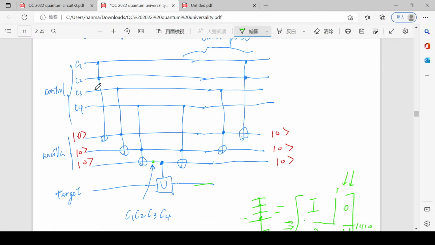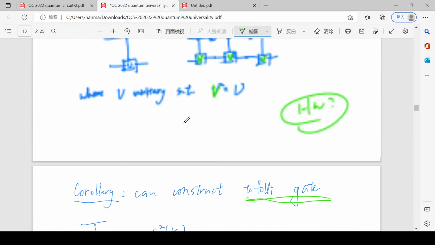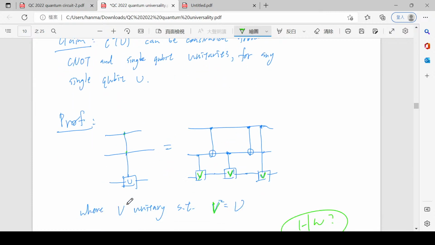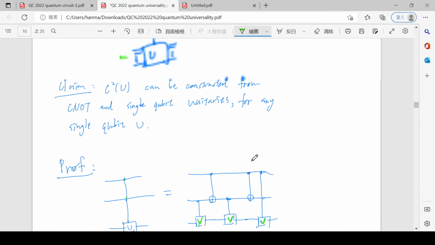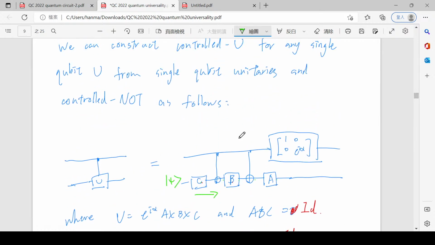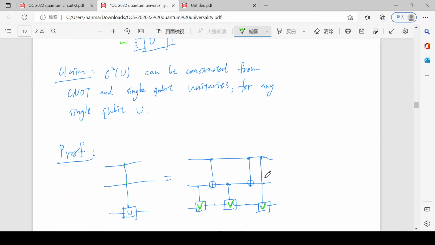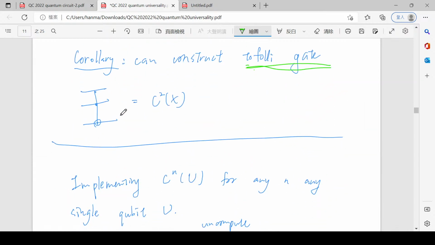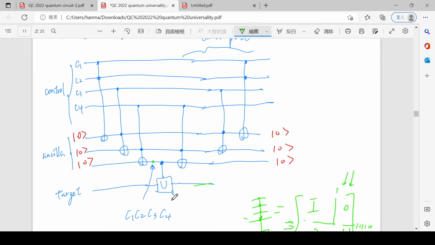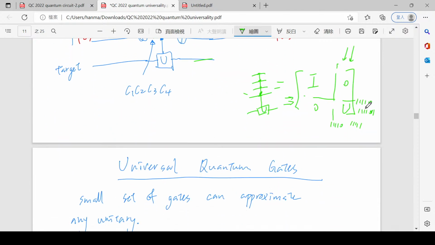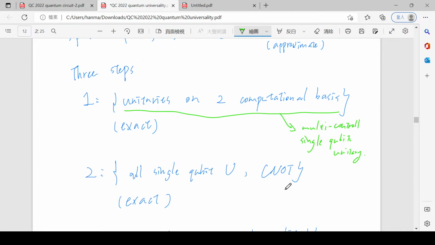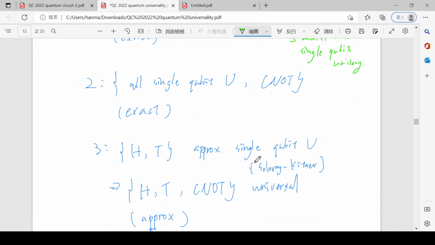Here we already see those Toffoli can be done with C-NOT and single qubit unitary, because Toffoli is one of those, and this is done with C-NOT and controlled unitary, and controlled unitary is also done by C-NOT and single qubit unitary, right? And as we said, this controlled unitary can also be done with C-NOT and one qubit unitary. So everything up here can be done with C-NOT and one qubit unitary. And this is also exact.